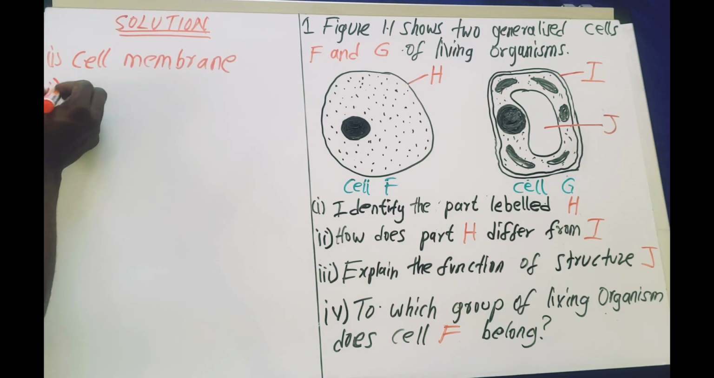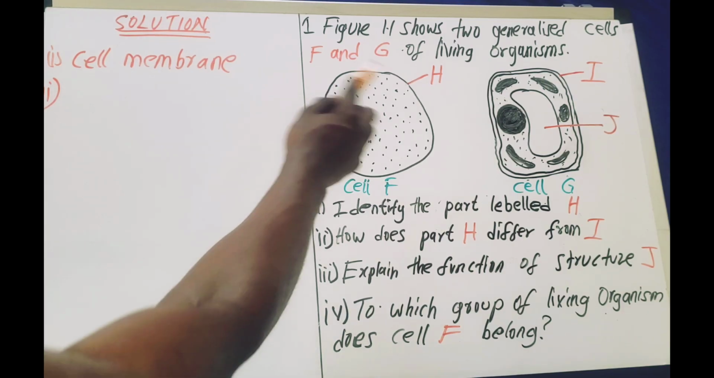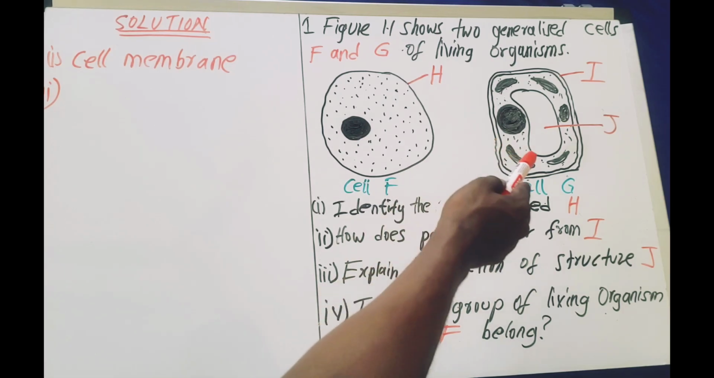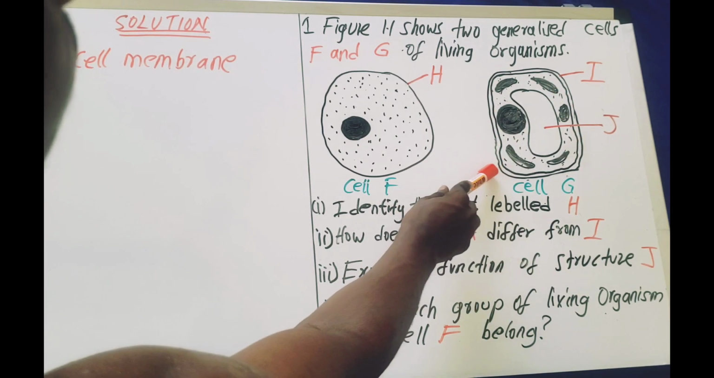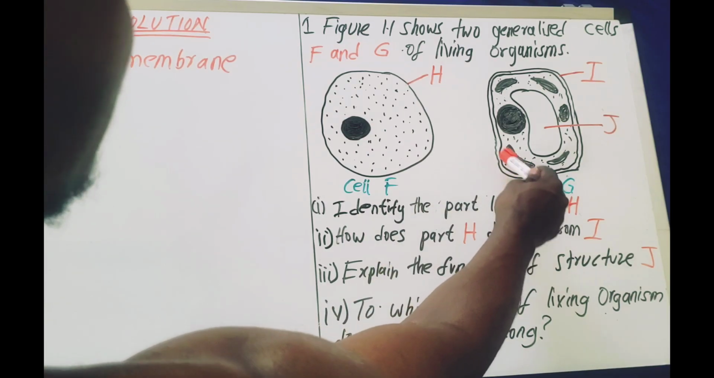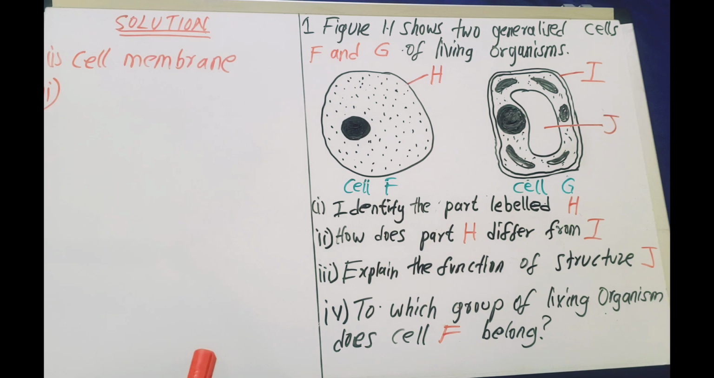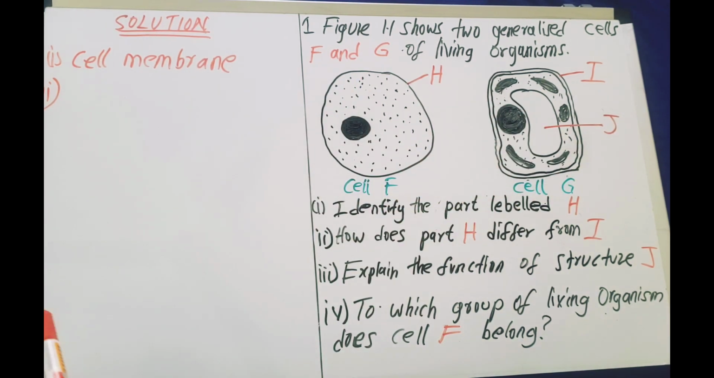Okay? Then question 2, how does part H differ from I? Well, like I said, H is cell membrane. What about I? What is I if H is cell membrane? I is the cell wall, okay? Because this is a plant cell, the outer part is the cell wall, then the inner layer, the inner coat is the cell membrane. So in short, they're asking the difference between cell membrane and cell wall.